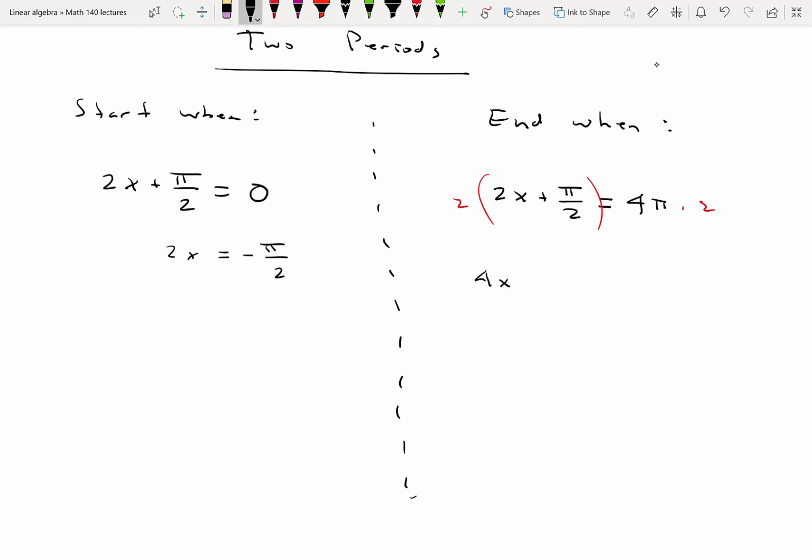So I'm going to get 4x if I distribute the 2 on the left. 4x plus 2 times pi over 2 is pi equals 8 pi. So 4x equals 7 pi. So x equals 7 pi over 4.